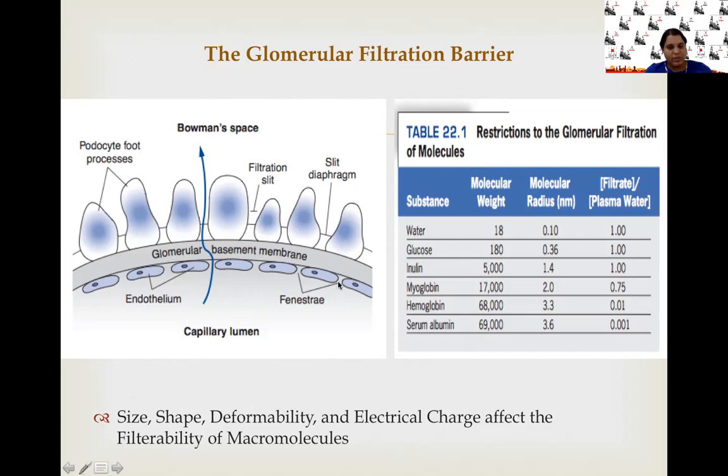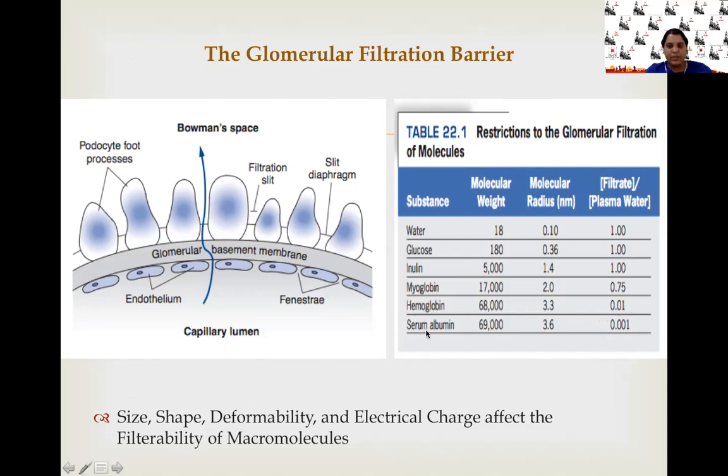And because the basement membrane is negatively charged, it repels negatively charged particles, whereas positively charged particles can easily pass through. Now, if you look at the filterability, that is the filtrate to plasma water content ratio, if it is 1, it is completely filterable, that is, water is completely filterable. If this ratio is less than 1, see, for serum albumin it is 0.001, that means it is not filterable; it cannot be filtered by the glomerular basement membrane.